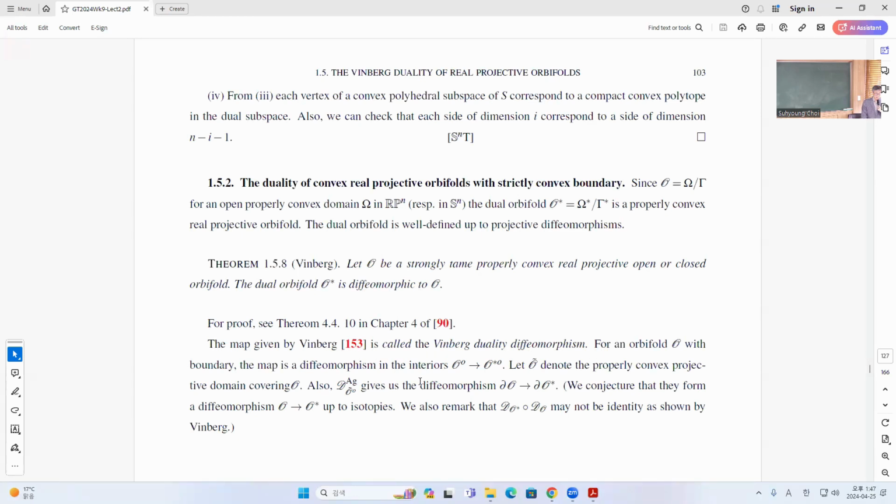So this uses a Vinberg function, and the Vinberg function gives you strictly convex hypersurfaces. For each point you can get a functional, so you can get a map to this thing. And this extension also gives you a diffeomorphism here, but the problem is that if you do it twice, for DΩ and then DΩ*, this may not be the identity. So it's not an inverse map. So that's sort of a problem here.